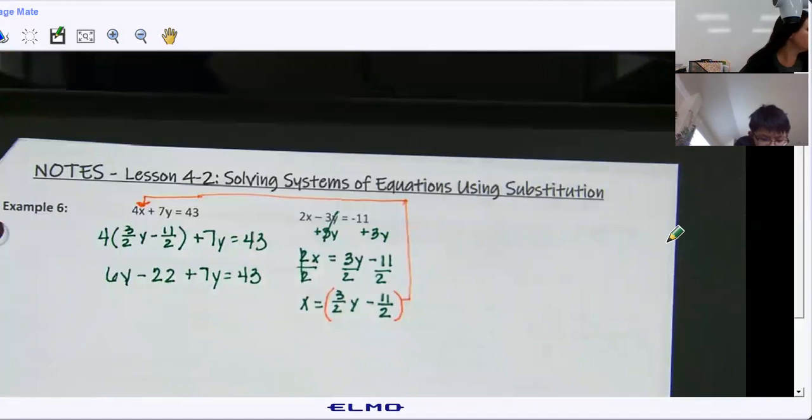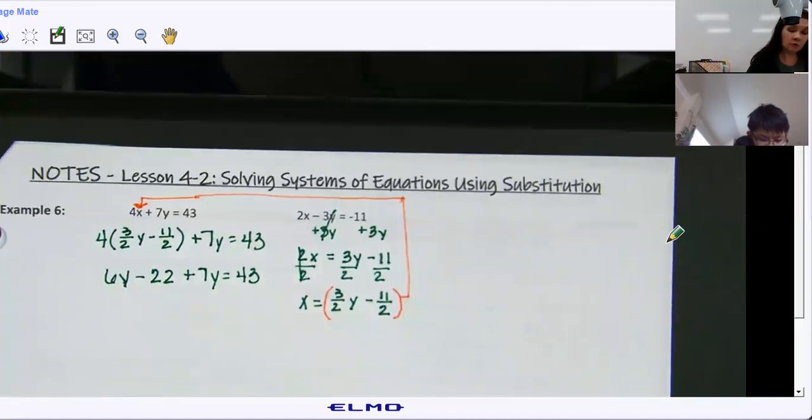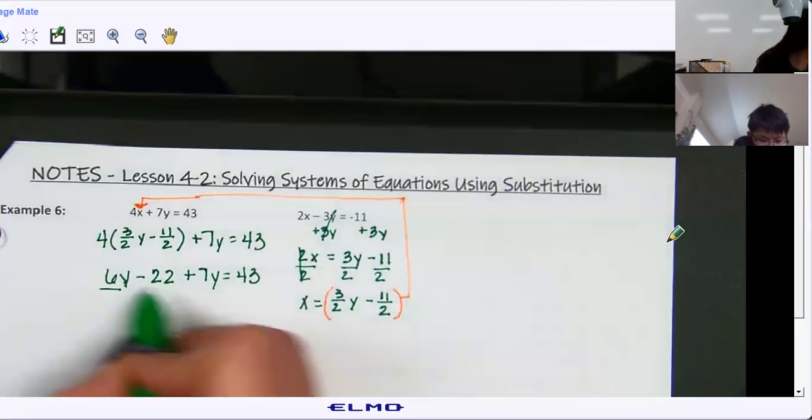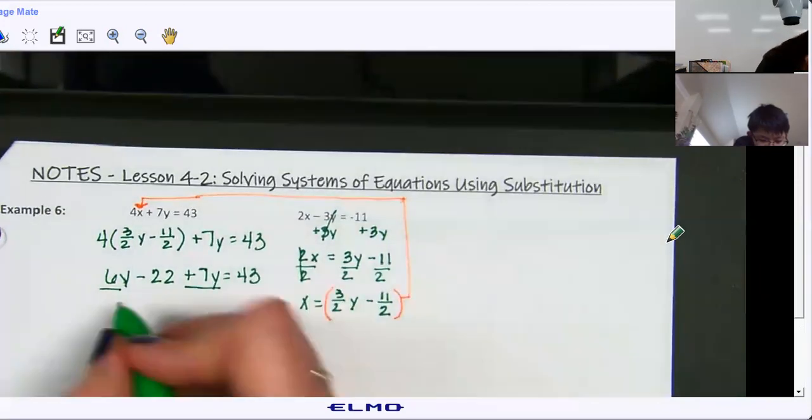For your next step, would you minus 6? Nope. Right. So for my next step, I'm going to combine like terms. So I have 6y plus 7y.